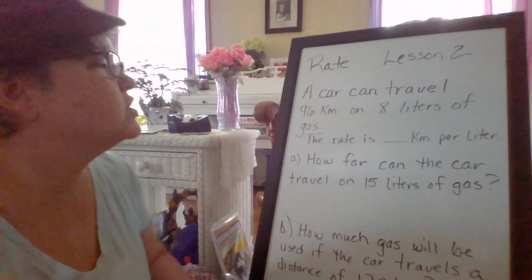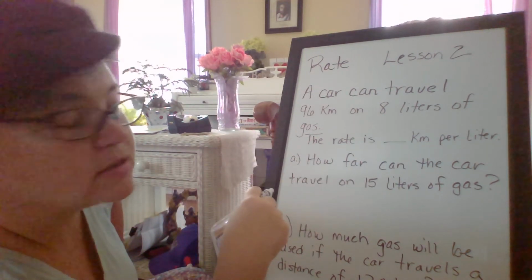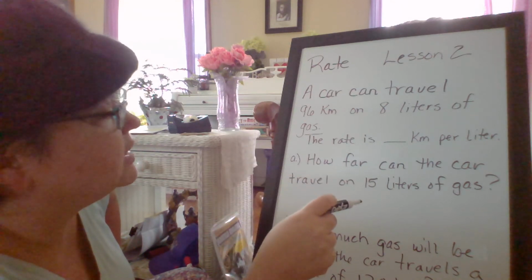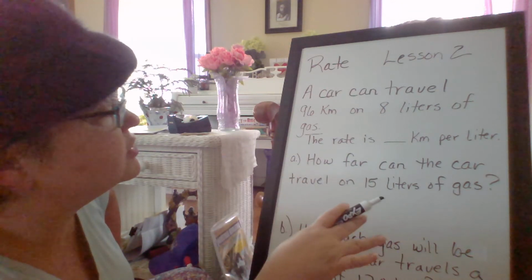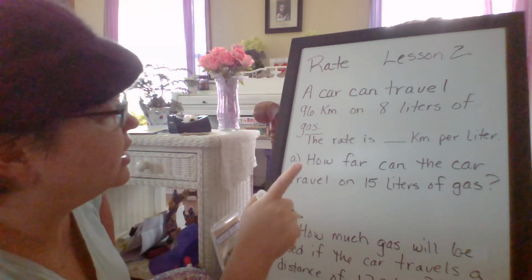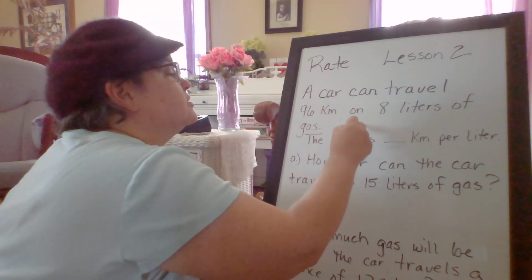Okay, this question. A car can travel 96 kilometers on 8 liters of gas. So the rate is blank kilometers per liter. So the first thing we have to do is figure out how far can he go just on 1 liter of gas. And how do we find that out? We have to divide.